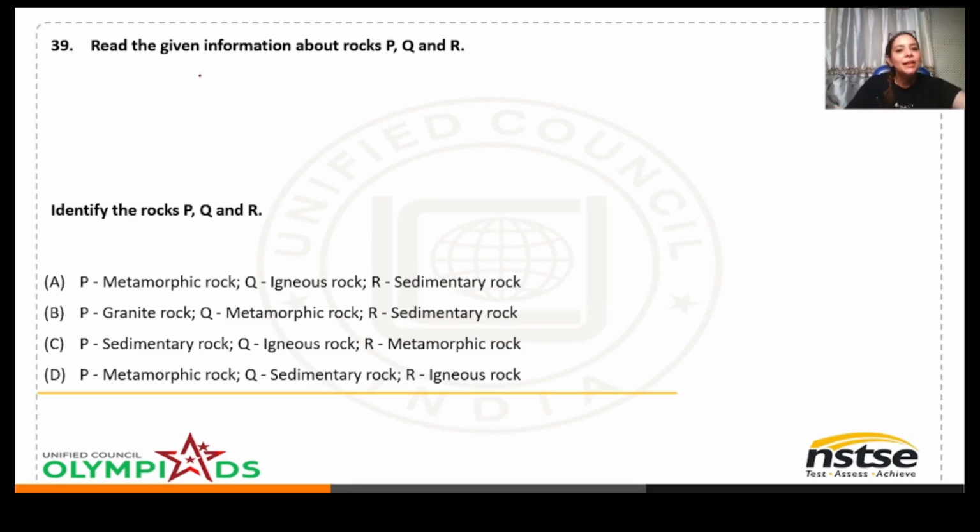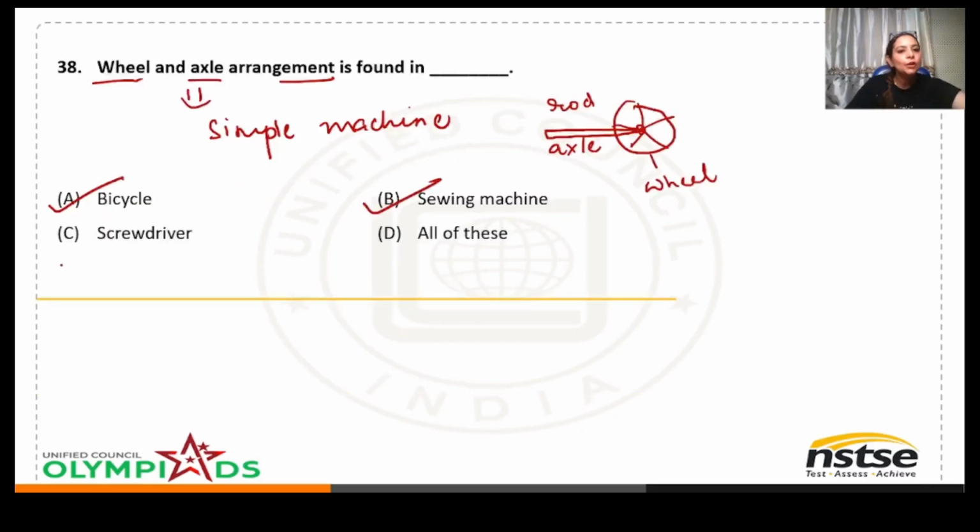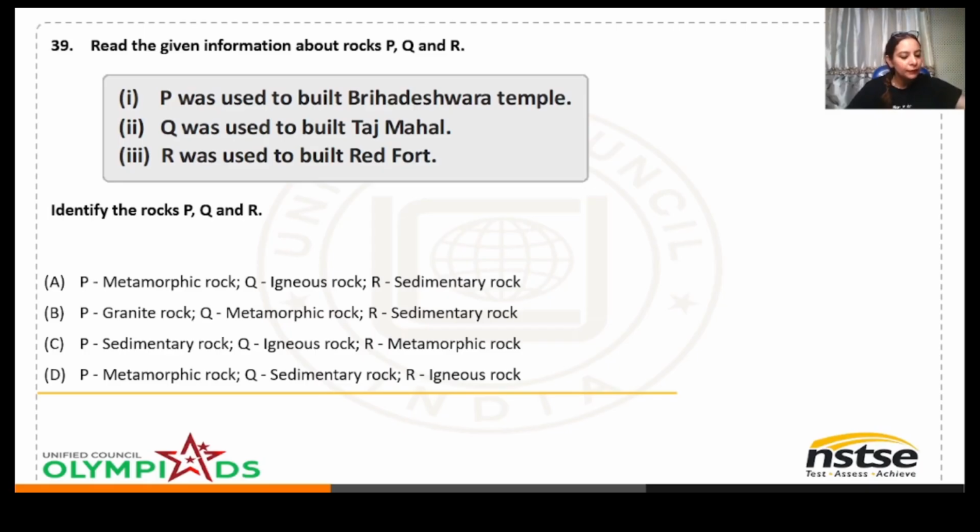Okay, next, read the given information about rocks P, Q, R. The information says that P was used to build Brihadeeswara temple, Q was used to build the Taj Mahal, and R was used to build the Red Fort. Now here we have three types of rocks given: metamorphic, igneous, sedimentary. We have also got granite rock. So these are the options.